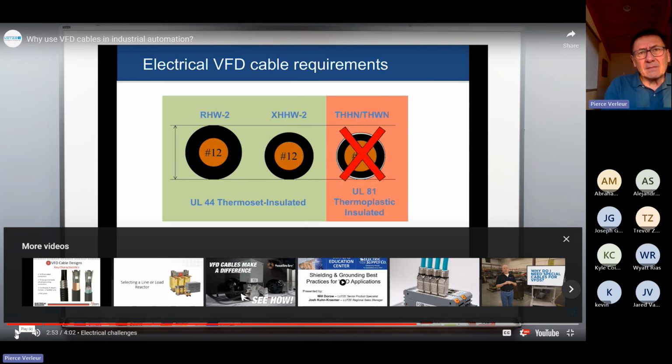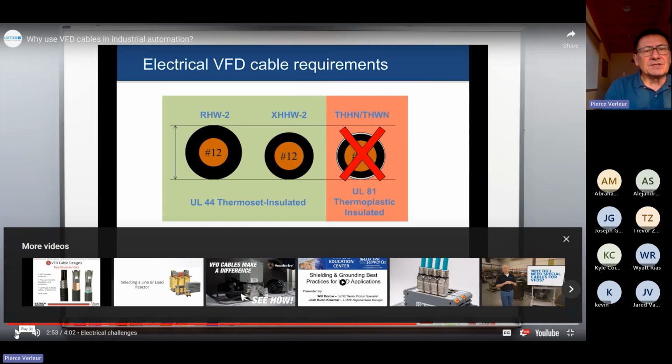And in fact, the latest National Electric Code specification, MG1, MG motor generators, parts 30 and 31 specify that motor insulation, not the VFD cable, motor insulation must be able to withstand 1400 volt spikes on a 460 volt system in order to classify the motor as an inverter duty motor or VFD duty motor.